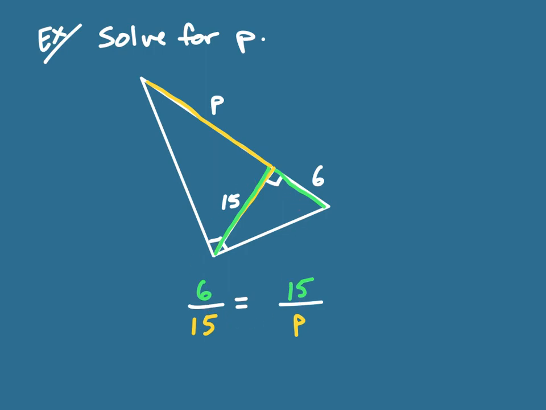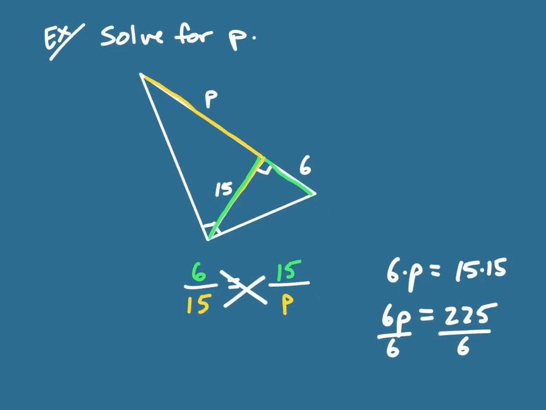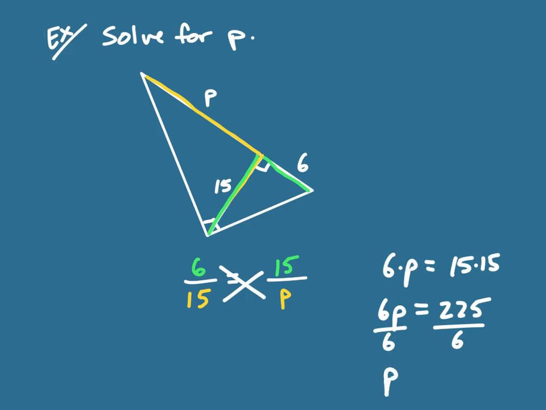So let's start by cross multiplying. So let's do 6 times P. So 6 times P is equal to 15 times 15. So you've got that 6P is then equal to 225. We're going to divide both sides by 6, and that's going to give us a solution for P, where P is equal to 37.5.